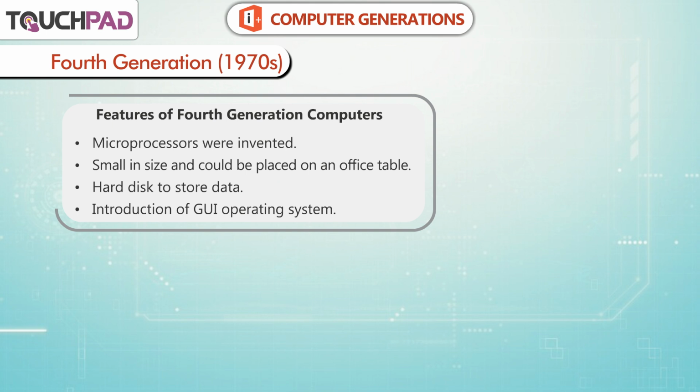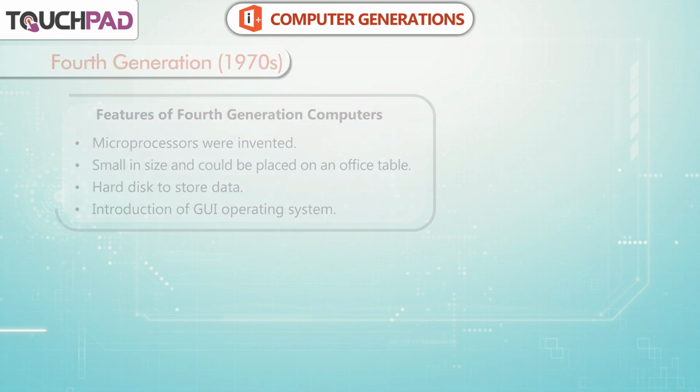Features of fourth-generation computers. Microprocessors were invented. Small in size and could be placed on an office table. Hard disk to store data. Introduction of GUI operating system.